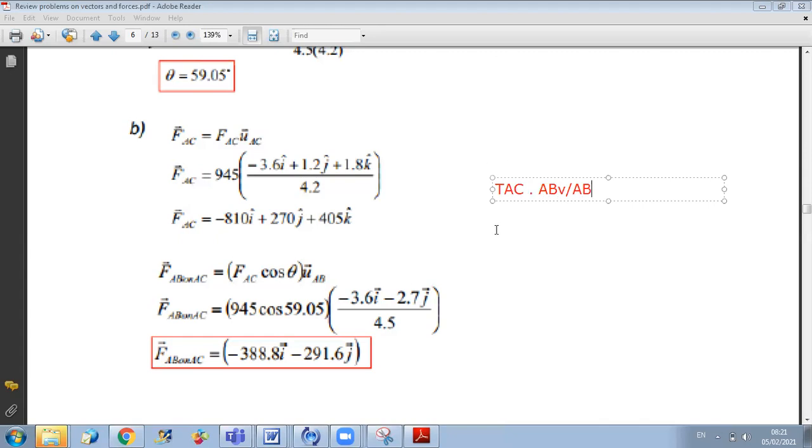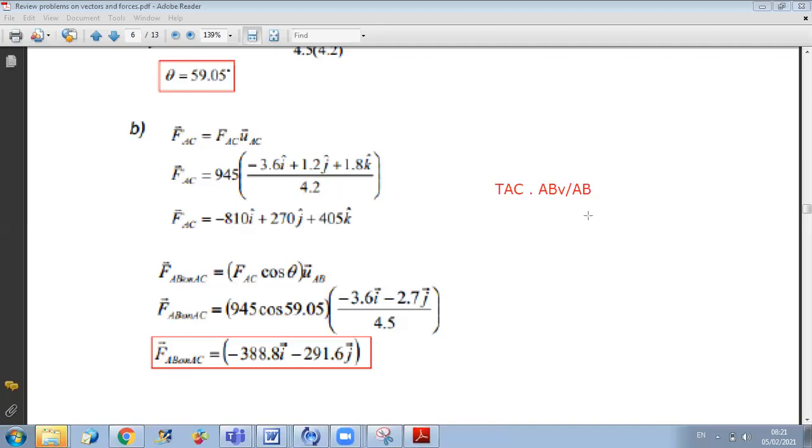Yes, because when you want to project on the line, you should take the unit vector of the line. So the unit vector of the line is the AB vector over the AB magnitude. But for T_AC, you don't divide by the magnitude. You take T_AC as a vector, and you take AB as a unit vector. Because if you don't divide by AB, you will not have the projection component. This is the idea. Okay.